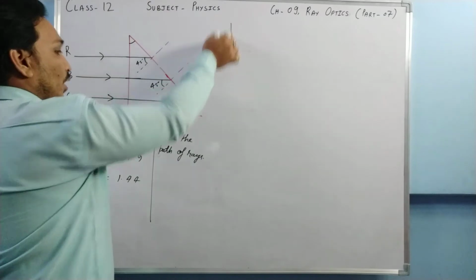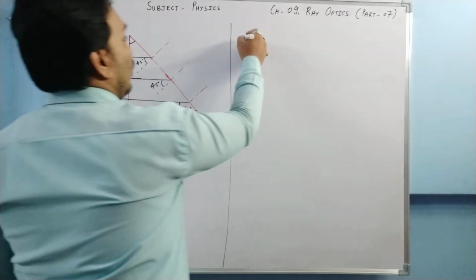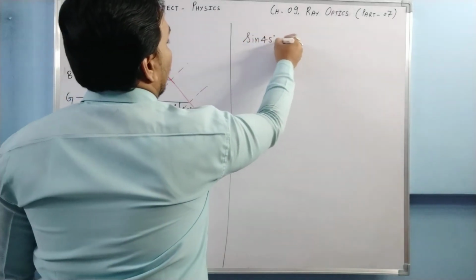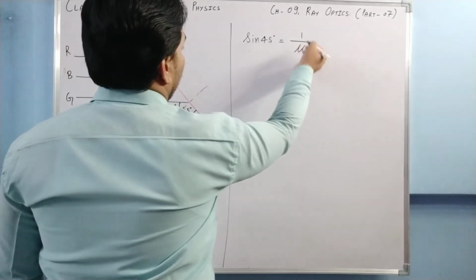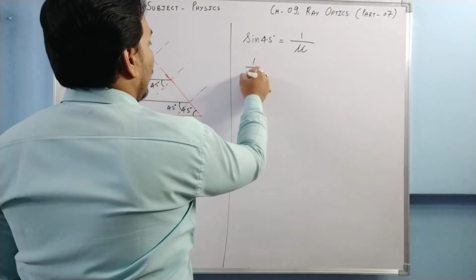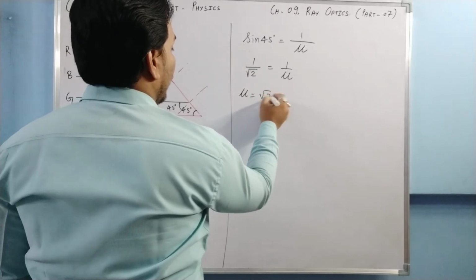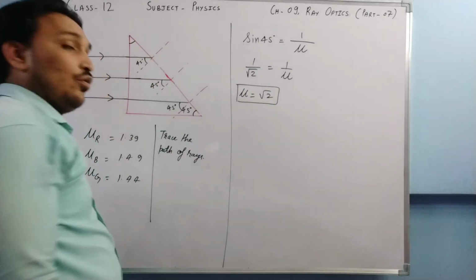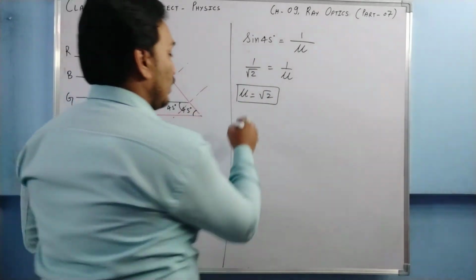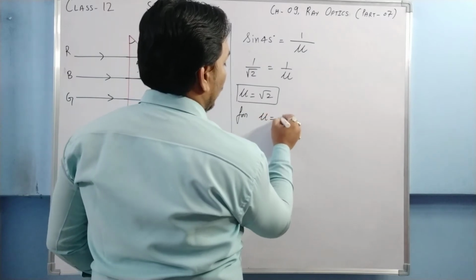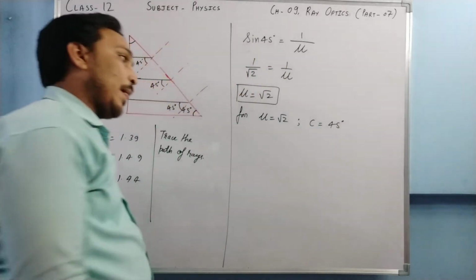If 45 is assumed to be the critical angle, then sine 45 is equal to what? The refractive index of the rarer medium is 1, and the refractive index of the denser medium, which we don't know, let it be mu. So sine 45 is 1 by root 2, equal to 1 by mu. So basically mu is equal to root 2. For refractive index root 2, the critical angle is 45 degrees.